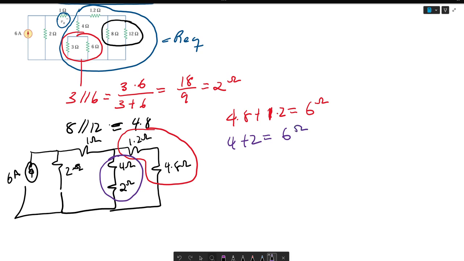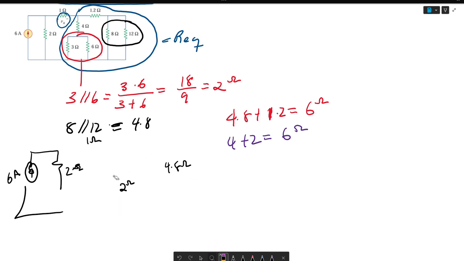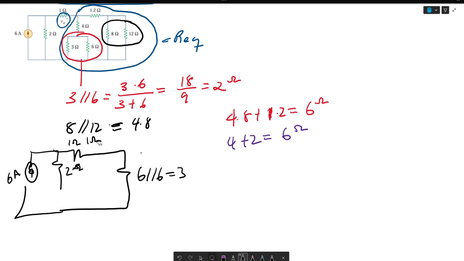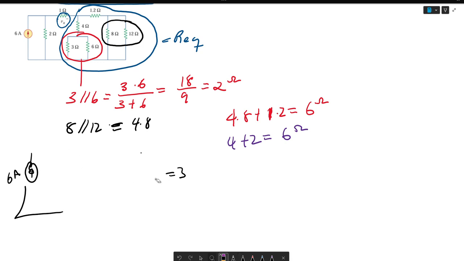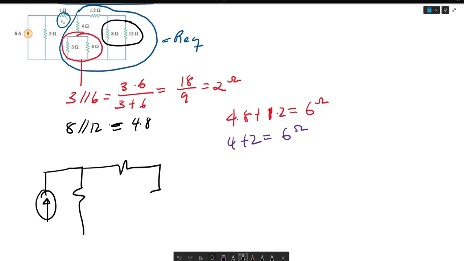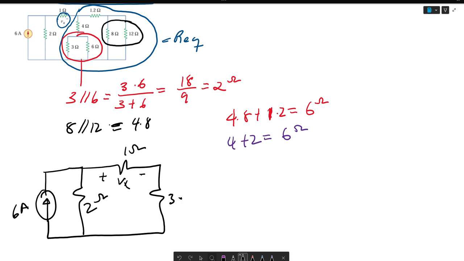So now what I'm going to do is erase this, and our new circuit is 1 ohm. This is 6 parallel 6, which is equal to 3. One second. Okay, let me draw it up nicely. So this is here. This is 6 amps. This is 2 ohms. This is 1 ohm. And this is that Vx we're looking for. And this is 3 ohms.